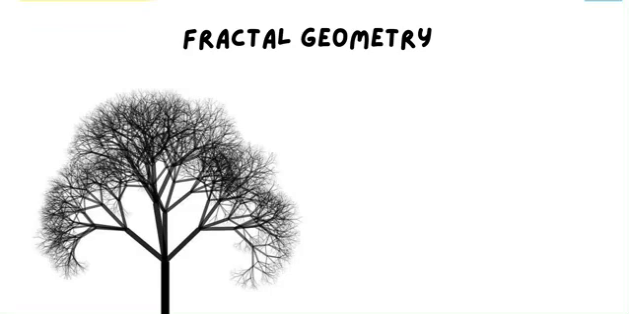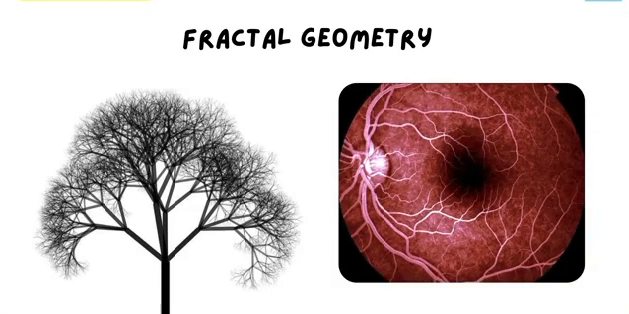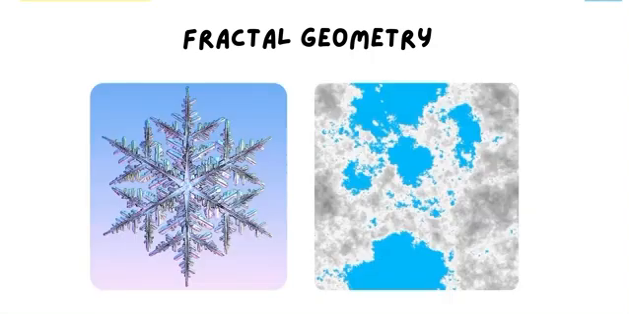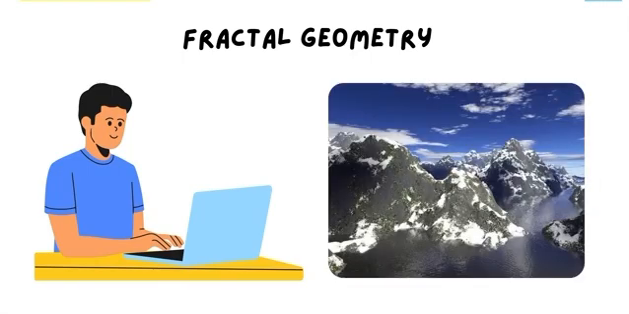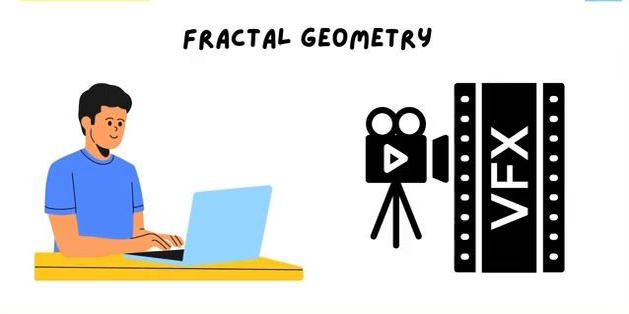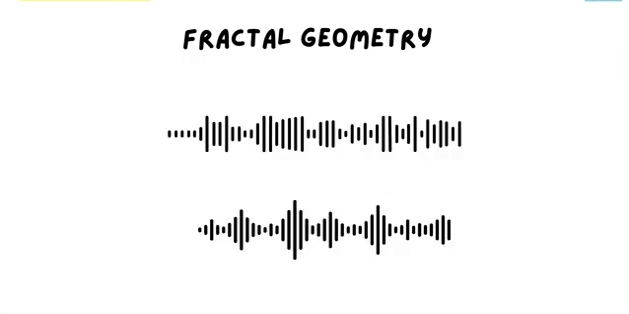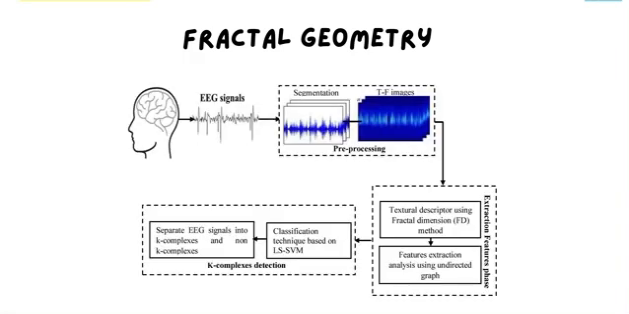These structures are found throughout nature, from the branching of trees and blood vessels to the intricate patterns of coastlines, clouds, and snowflakes. In computer graphics, fractals are used to generate realistic landscapes, textures, and visual effects in movies and video games. They also play a role in signal processing, where fractal-based algorithms help compress images and audio.